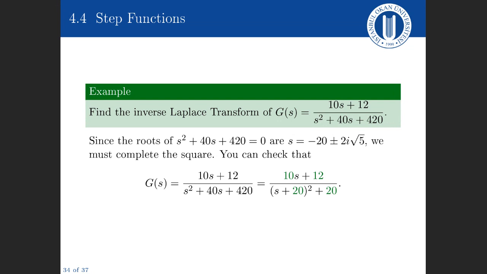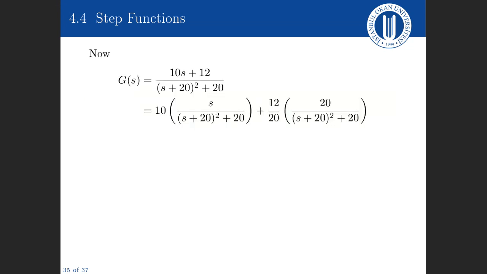I'm going to leave it for you to check that capital G can be written as 10s plus 12 over s plus 20 squared plus 20. And again, the numbers are in green just because last time I taught this on the 10th of December 2020. Now, we want to split this up. I want to split this up into two smaller functions. And I'm choosing to split them up like this: 10 multiplied by s over s plus 20 squared plus 20.